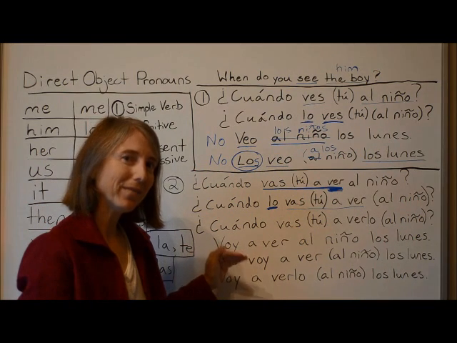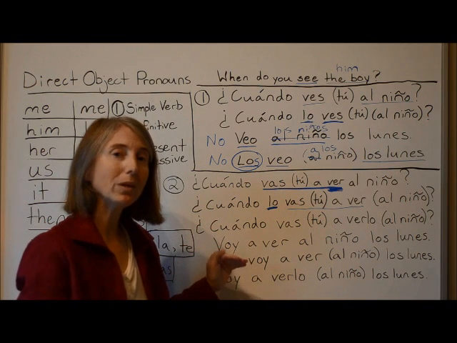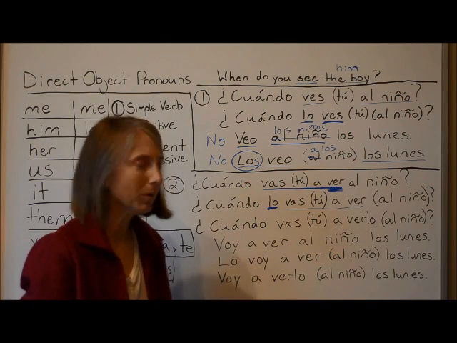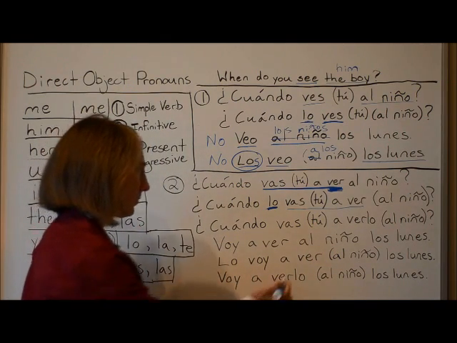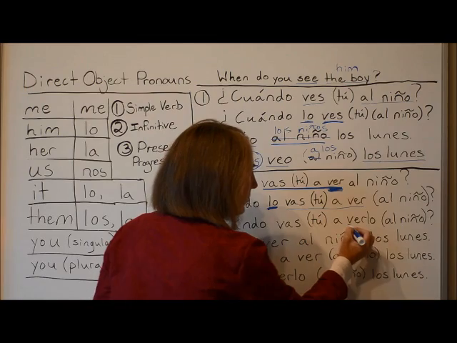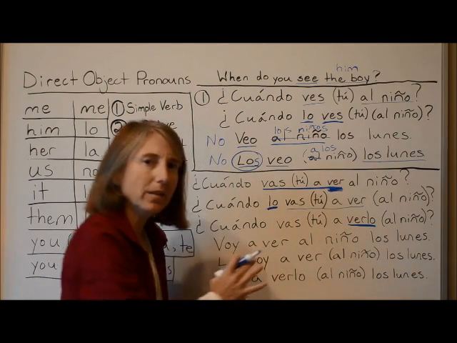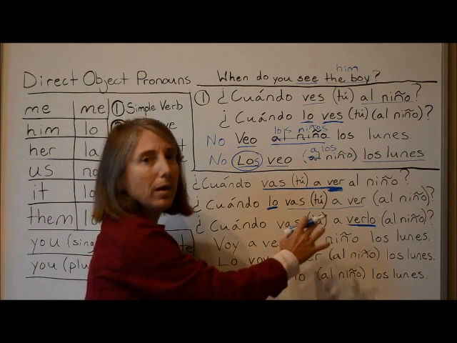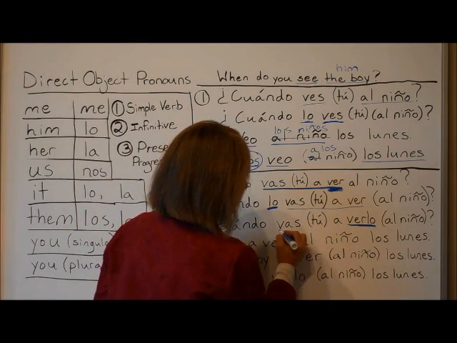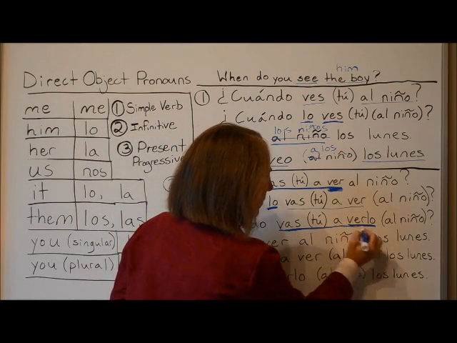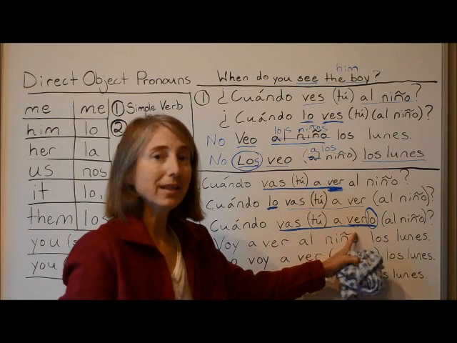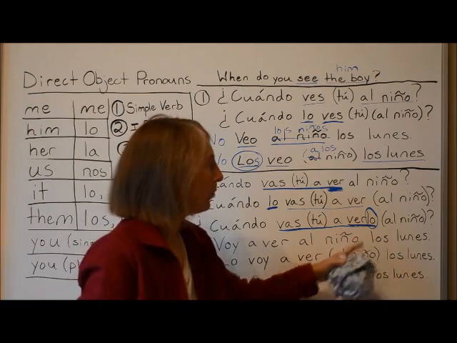Or, when we have an infinitive on the end of a verb phrase, we can actually attach that pronoun to the end of the infinitive verb. And then the infinitive becomes verlo. ¿Cuándo vas tú a verlo? This is actually attached to that. It's not a separate word anymore.